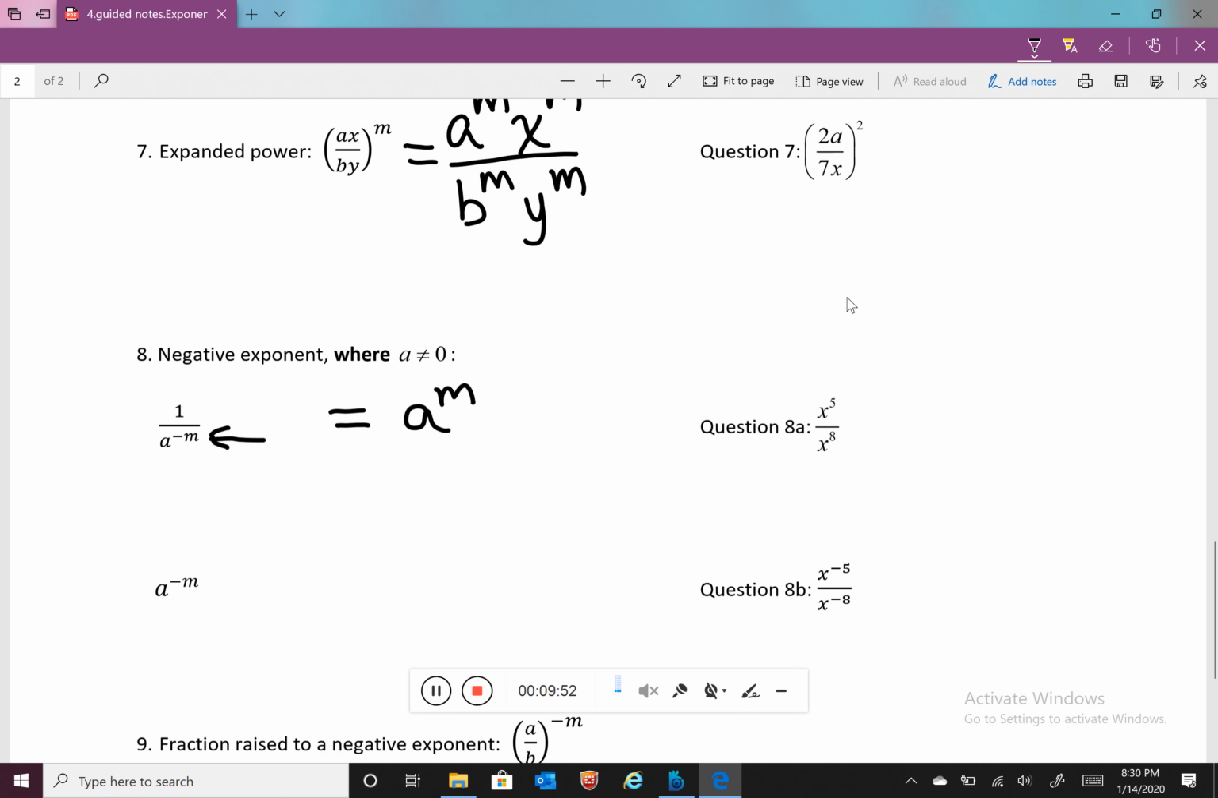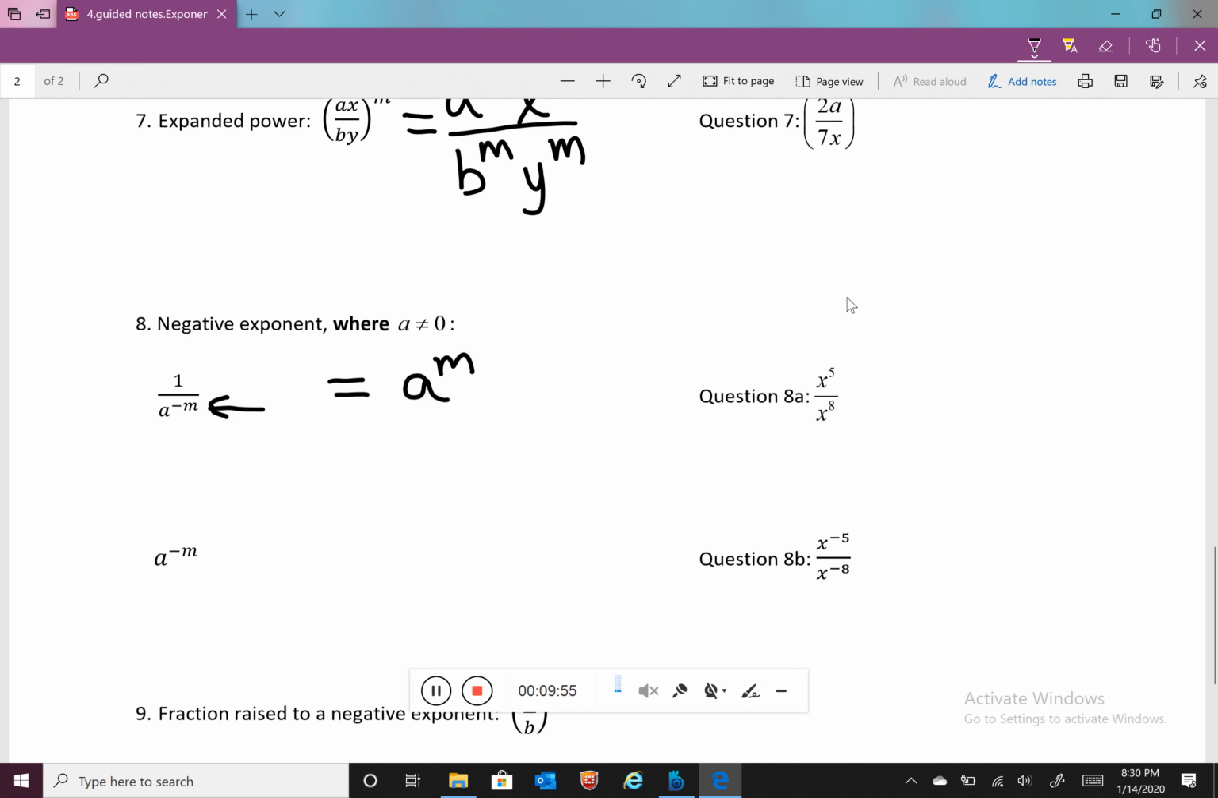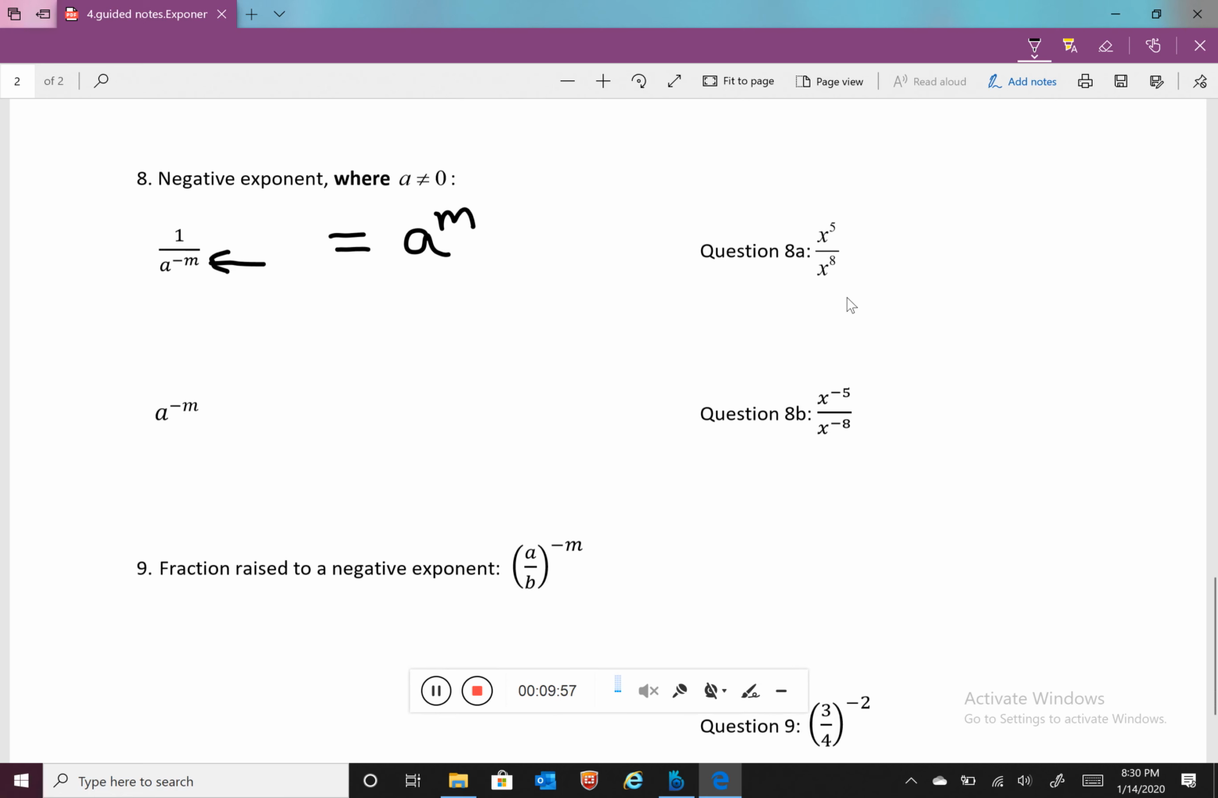But what happens if your negative exponent is attached to a base that is already in the numerator? We're going to move that base from the numerator to the denominator. So a to the negative m is equivalent to 1 over a to the positive m.